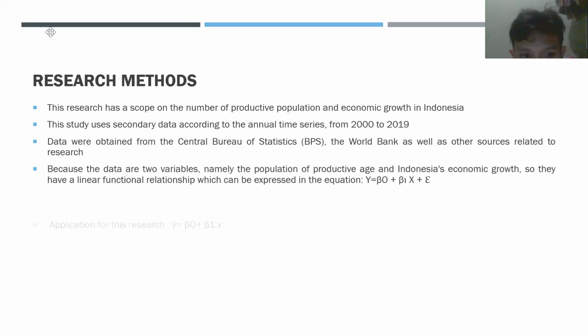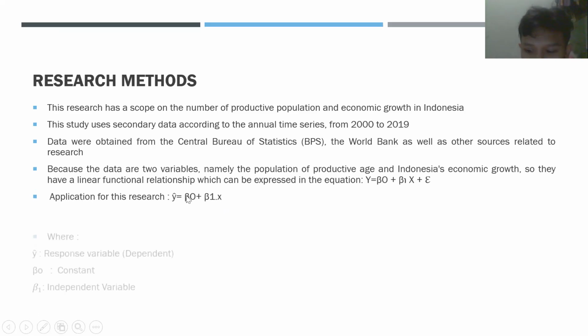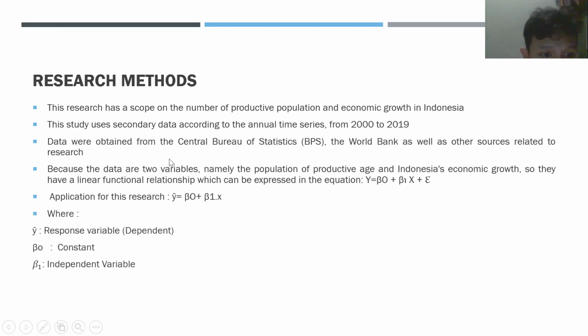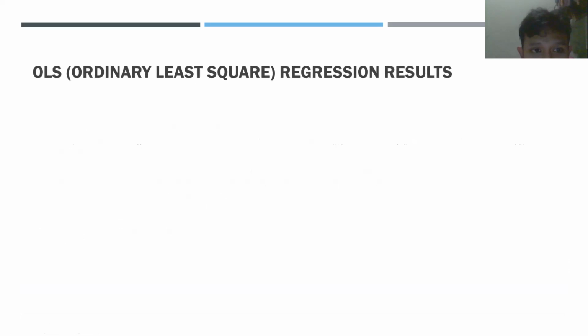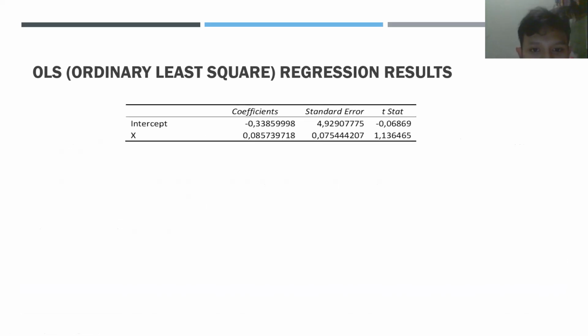You see that's the equation, okay? And the application for this research is this, where y is the response variable and the constant and dependent variable. And the research result that I have: the first one is OLS, ordinary least square regression result.